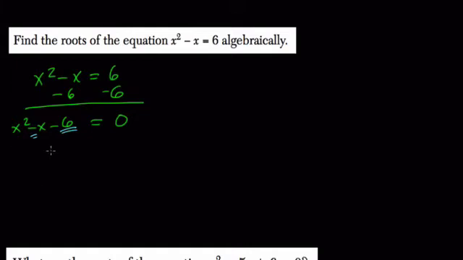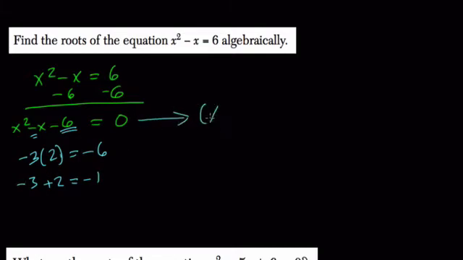Excuse me. Forget I said that. That add up to b. In this case, b is negative 1, right? Because we have negative x. So what factors of negative 6 add up to negative 1? Well, if I take negative 3 and multiply that by 2, I get negative 6. And if I add negative 3 and 2, I get negative 1. So those are my factors.